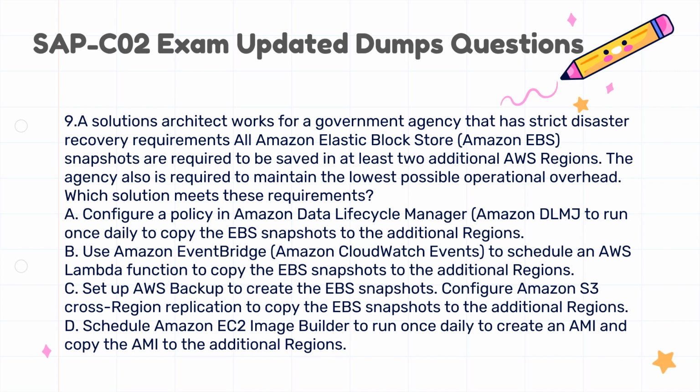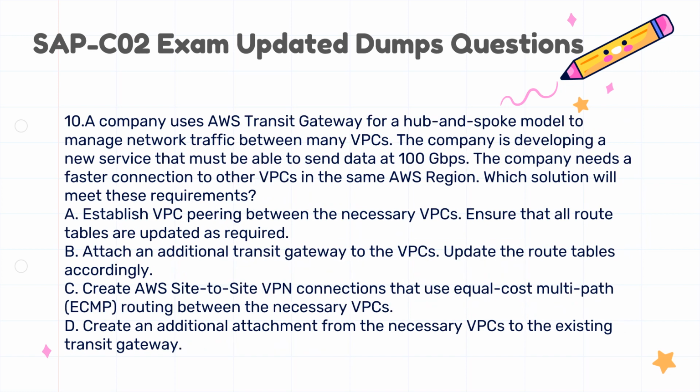D. Schedule Amazon EC2 Image Builder to run once daily to create an AMI and copy the AMI to the additional regions. 10. A company uses AWS Transit Gateway for a hub-and-spoke model to manage network traffic between many VPCs. The company is developing a new service that must be able to send data at 100 gigabits per second. The company needs a faster connection to other VPCs in the same AWS region. Which solution will meet these requirements?